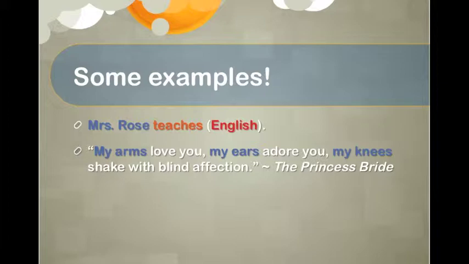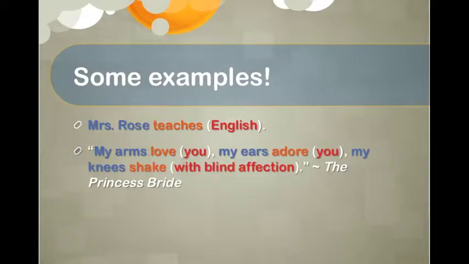Now if you remember the pattern again, we normally had subject plus verb plus other stuff. So if that helps you find them, try to look for them just a little while longer. Okay, now these verbs are actually going to come right after each one of these subjects. So we have my arms love you, my ears adore you, my knees shake with blind affection. And what is that last stuff? That's all going to be your little red stuff, so let's fill that in. And that's kind of the extra thing.